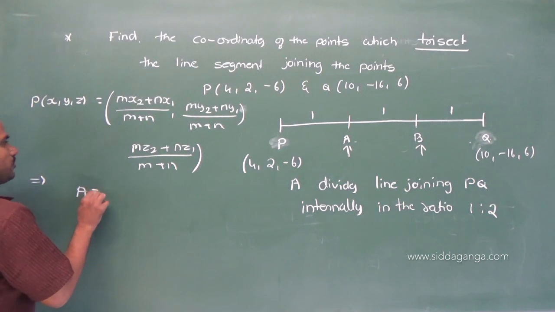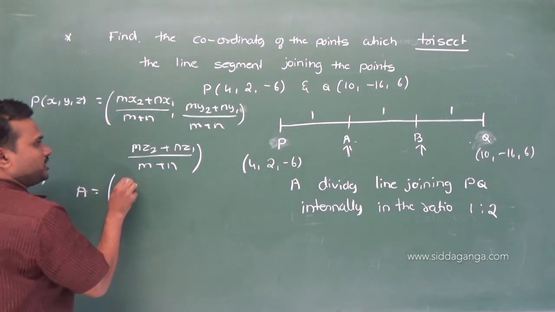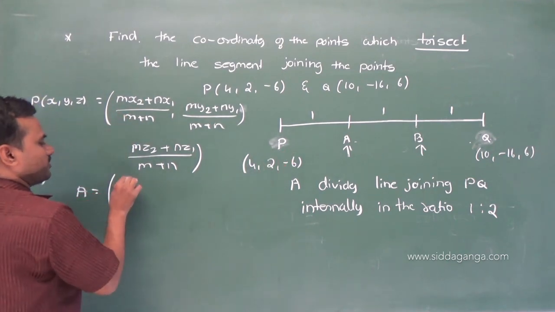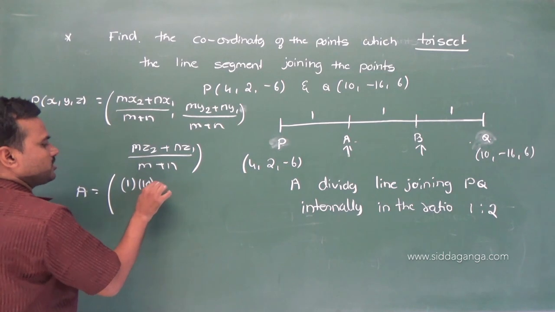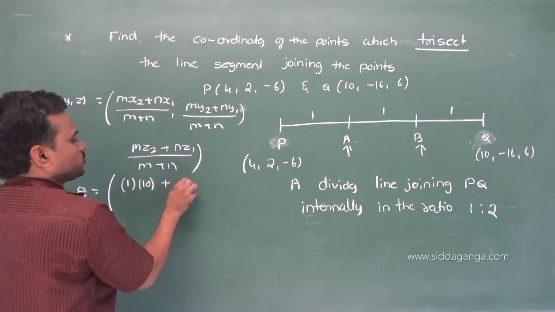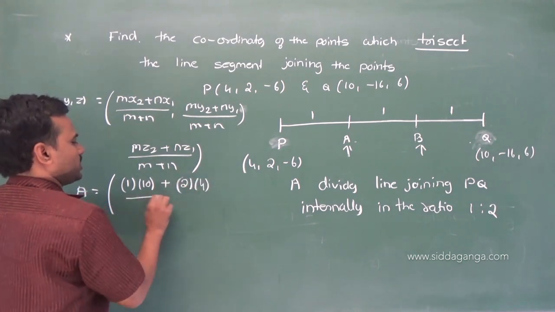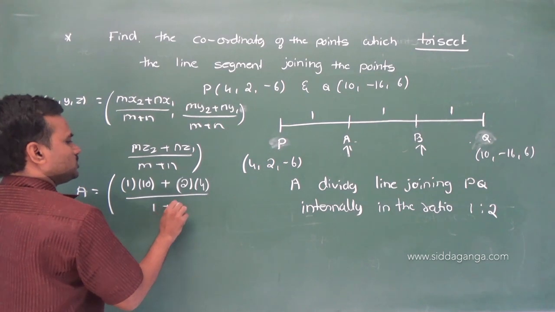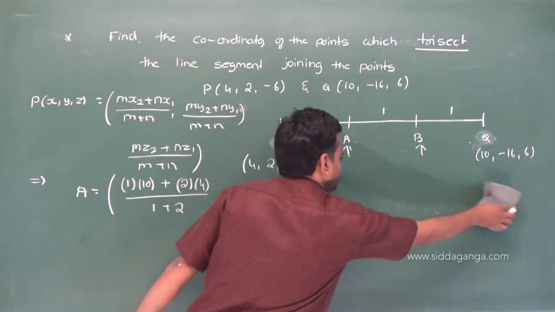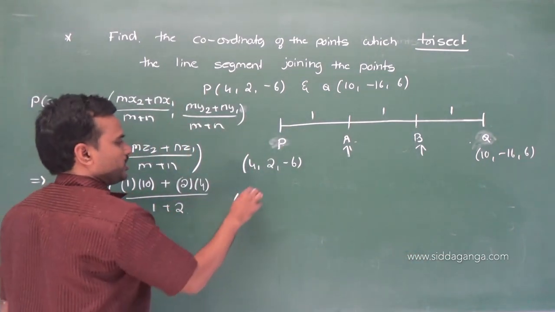A is equal to, okay, m. M is what? 1. 1:2. x2. x2 is what? 10. 1 times 10, plus n. n is what? 2. 2 times x1. x1 is what? 4. Divided by 1 plus 2. That is the x coordinate. Similarly, the y coordinate.